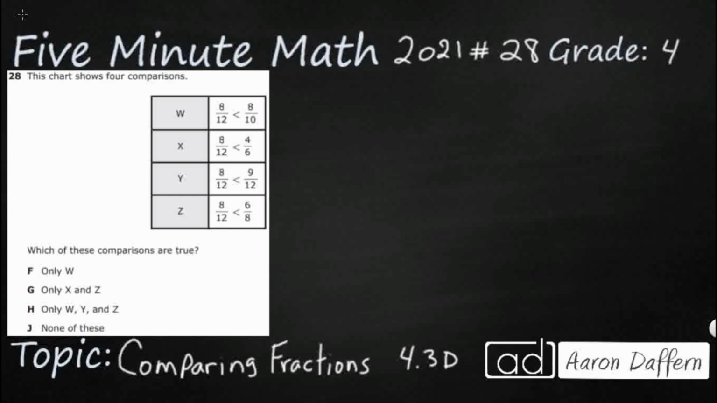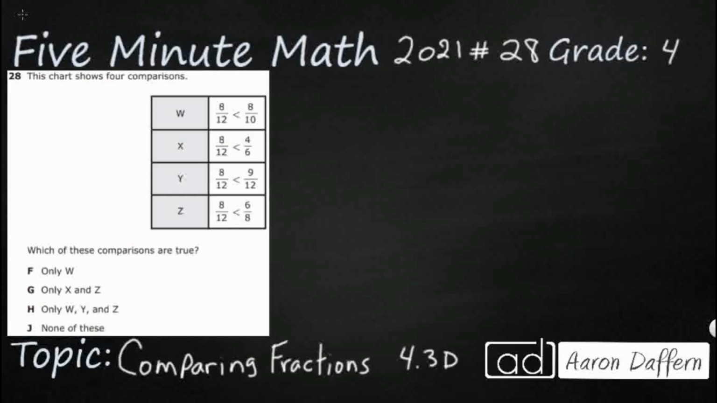So we have 4 different comparisons labeled W, X, Y, and Z, and we need to find the ones that are true. Take a look at your answers. It can be 1, 2, 3, or even none of them. So we need to be able to compare them, and the best way to do that is to find common denominators. And so we actually see that we've got common denominators here on Y.